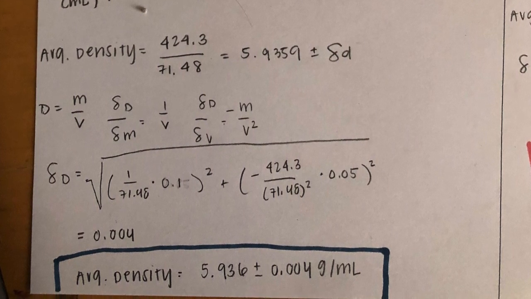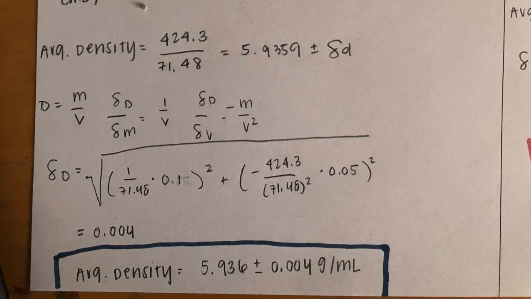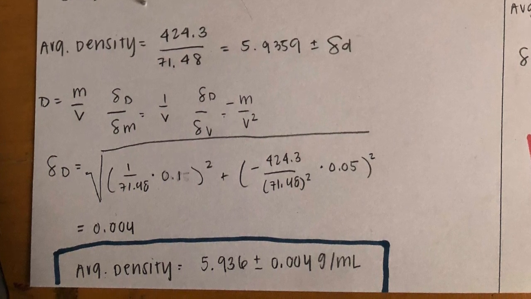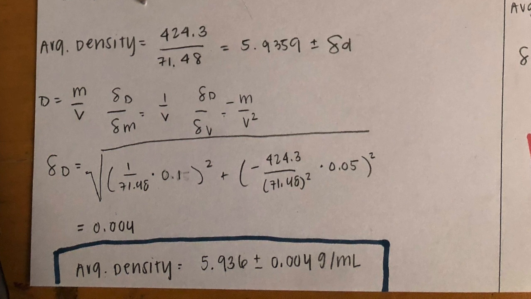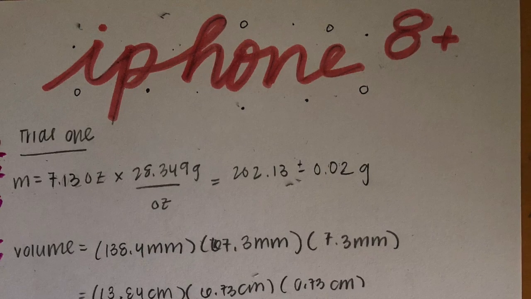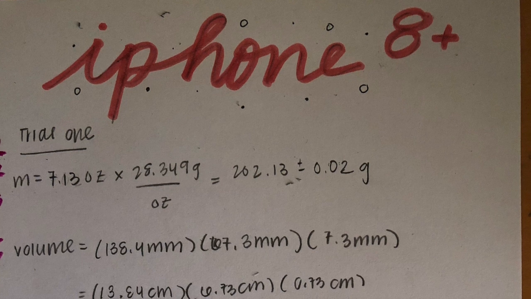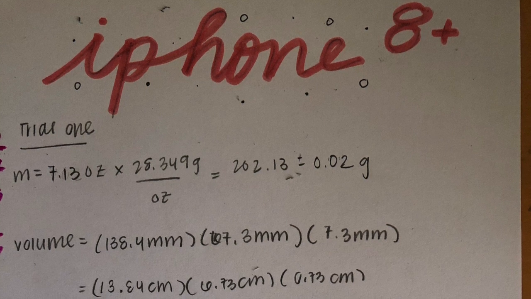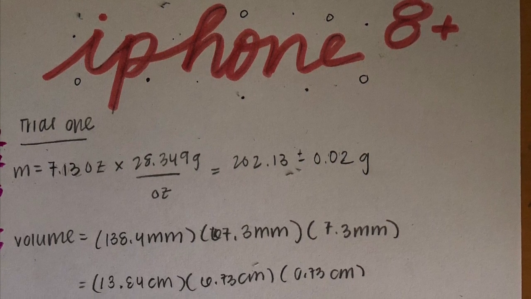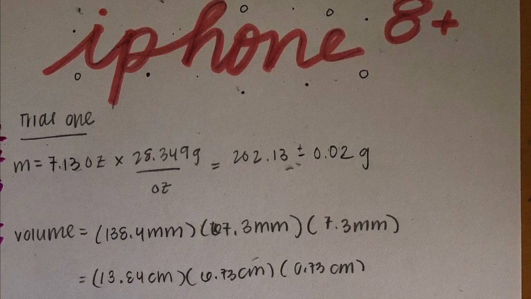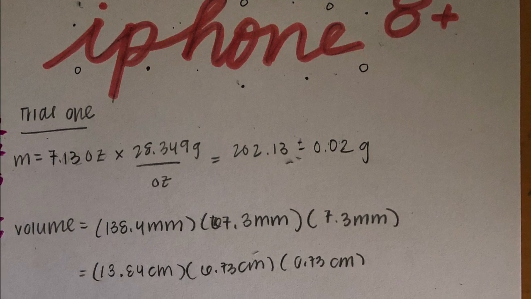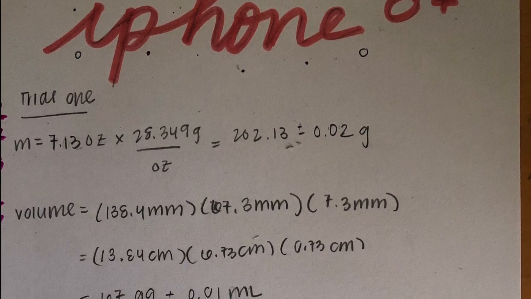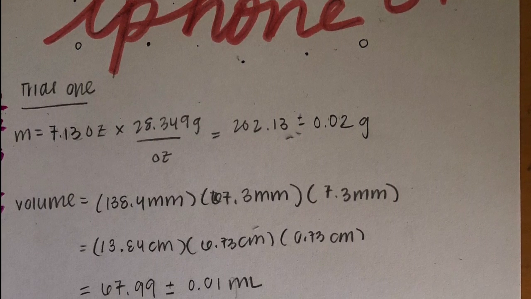So our average density for my Hydro Flask was 5.936 plus or minus 0.004 grams per milliliter. Now I did the same calculations for my iPhone 8 Plus. I got the mass on the Apple website, and it said that the iPhone 8 Plus was 7.13 ounces, and that was the only measurement of weight that I found online. So I converted that into grams to get 202.13 grams for an iPhone 8 Plus.